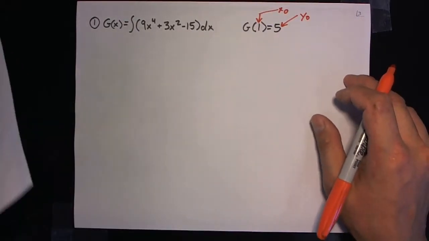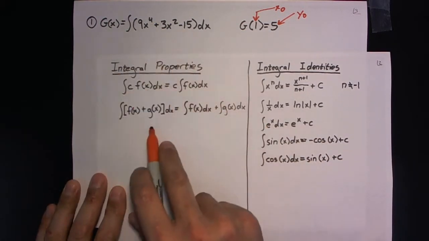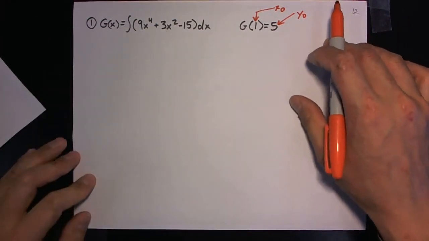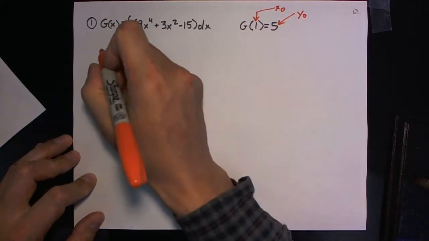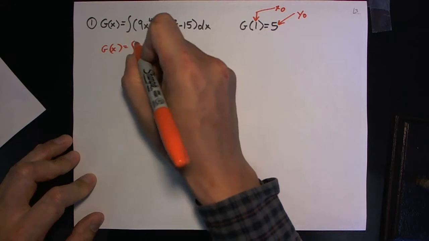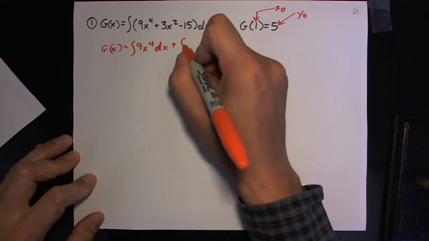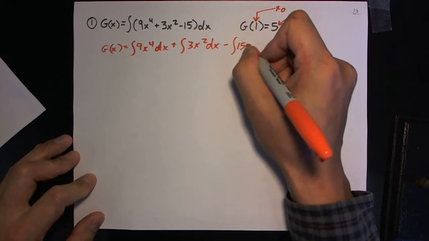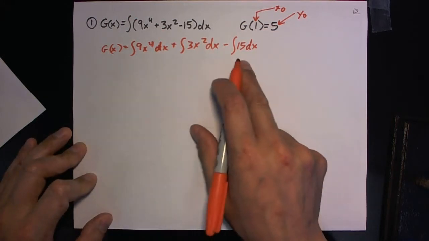All right, so going back to the general method, step 1, find the general solution. First up, take your integral properties. We've got 3 different things added together, so we distribute the integral across those 3 terms. So what we end up with here is that g of x equals the integral of 9x to the 4th dx plus the integral of 3x squared dx minus the integral of 15 dx. Okay, so that's the application of the distribution of the integral.